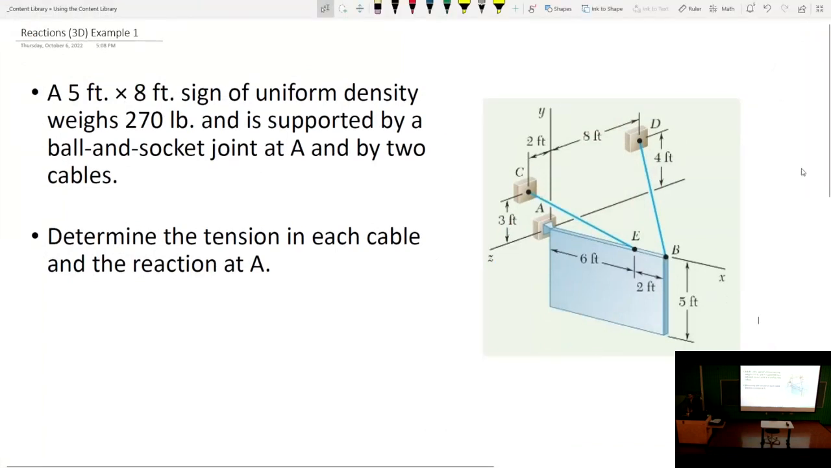Okay, so I have a sign that is 5 foot by 8 foot. So it's obviously not a particle. It's a rigid body.